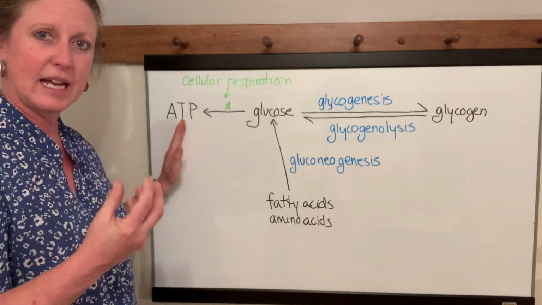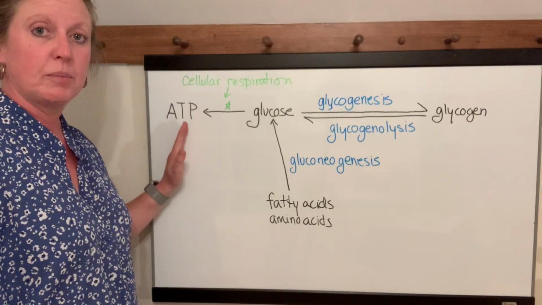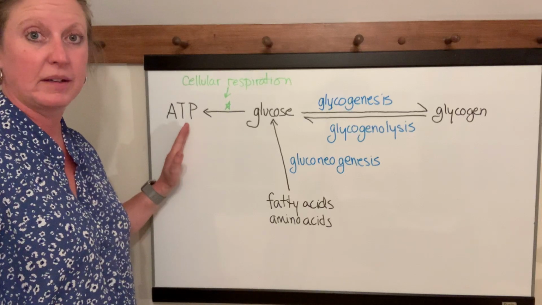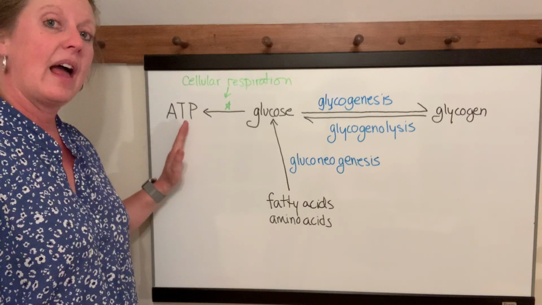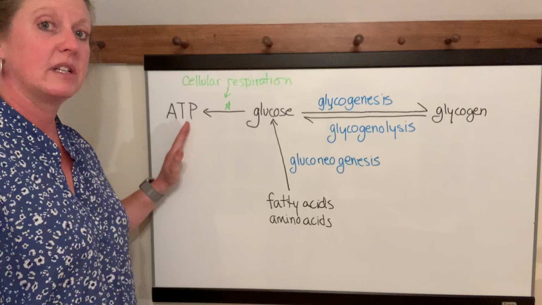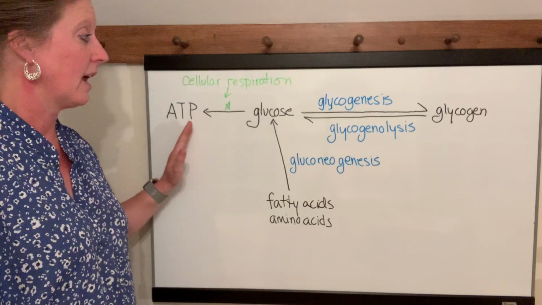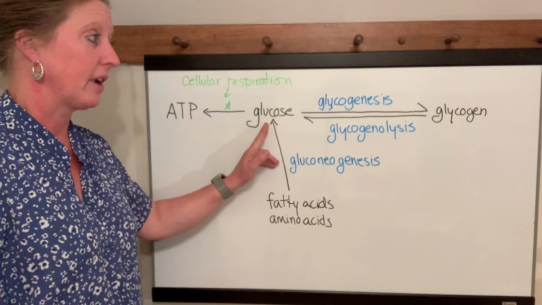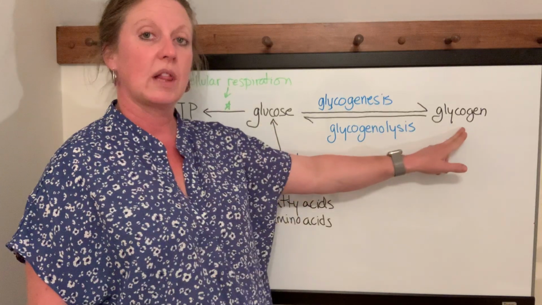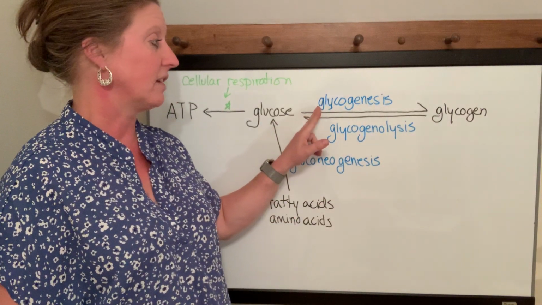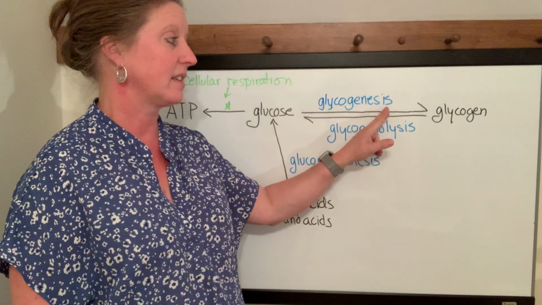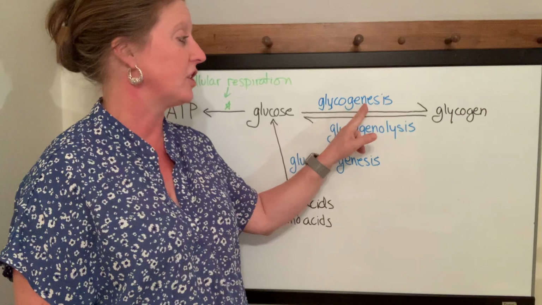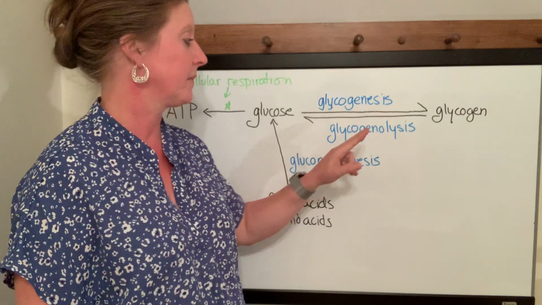It's not super stable. So it's kind of like putting all of your money in cash. If you've got cash in your pocket, it's going to get spent. So when the cells have enough ATP, they don't continue to make more ATP. Instead, that glucose molecule that they would make ATP out of is converted into glycogen. And the process for that is called glycogenesis. Glyco for glucose or glycogen, and genesis means to create.